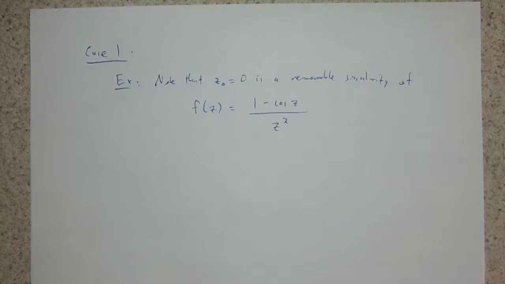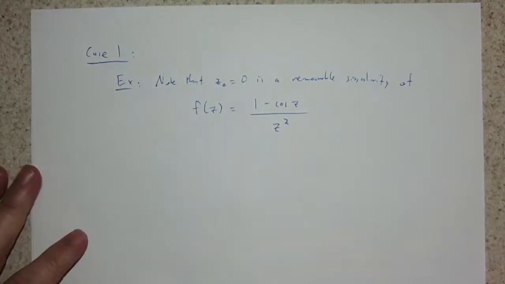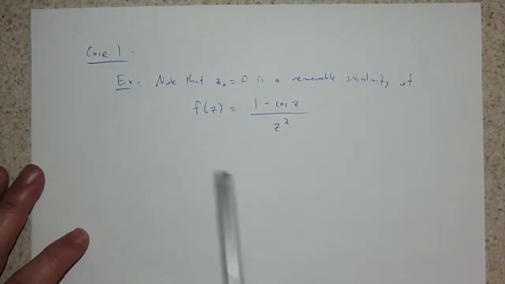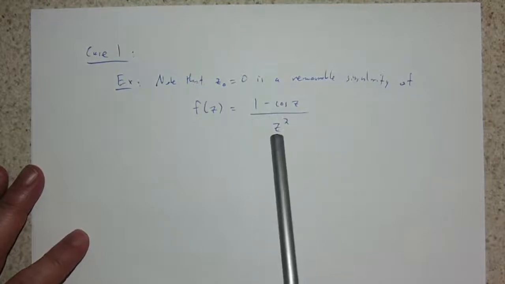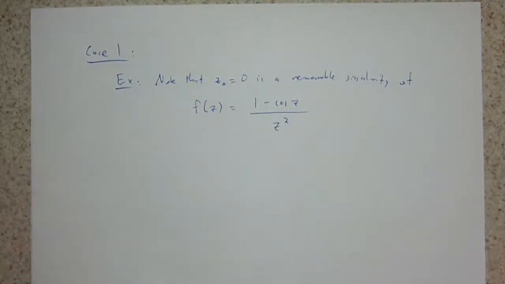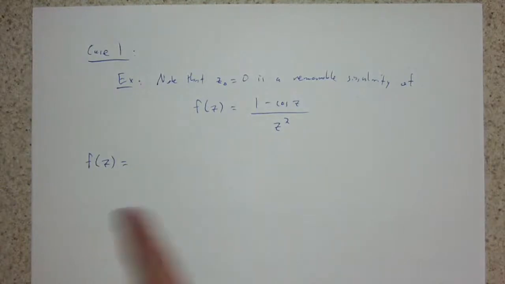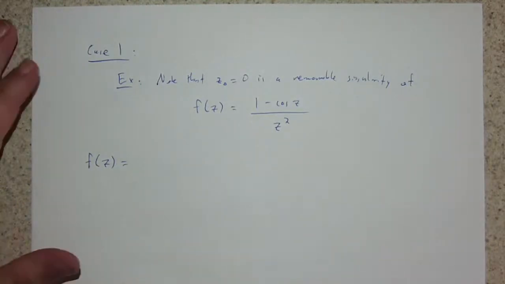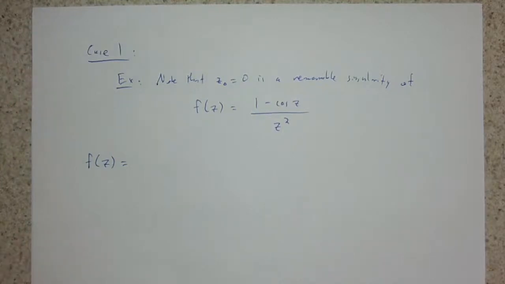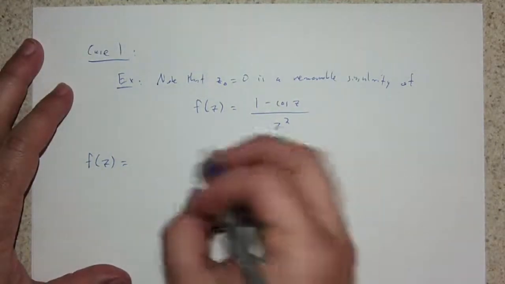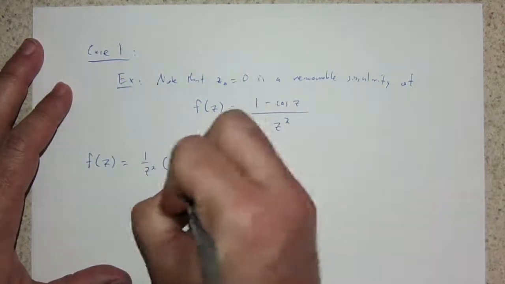Okay. Why? Well, first of all, is this a singular point? What is f of 0? Well, f of 0 is 1 minus cosine 0 over 0 squared. So that's undefined. But notice that if I were to actually write the Laurent series expansion for f, I know what 1 minus cosine z is. That's easy enough. So this is 1 over z squared times 1 minus cosine z.